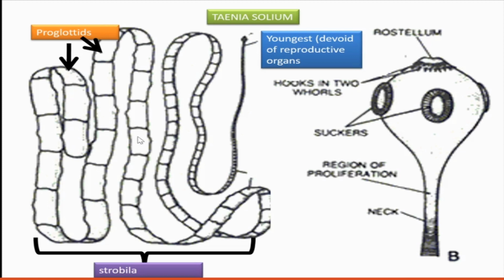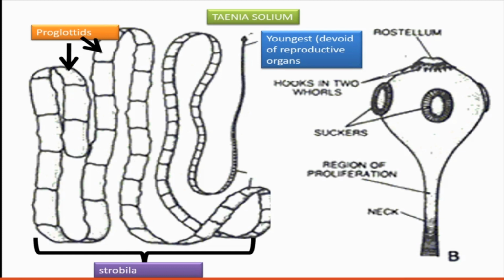The strobila forms the bulk of the body, and it consists of a chain of about 800 to 1000 segments. They are called proglottids. If you observe these proglottids, you can easily understand that the size of the proglottids increases as it moves to the posterior end. And since the neck is the area of segmentation, youngest proglottids are seen near the neck region, and the matured ones are seen towards the terminal end.